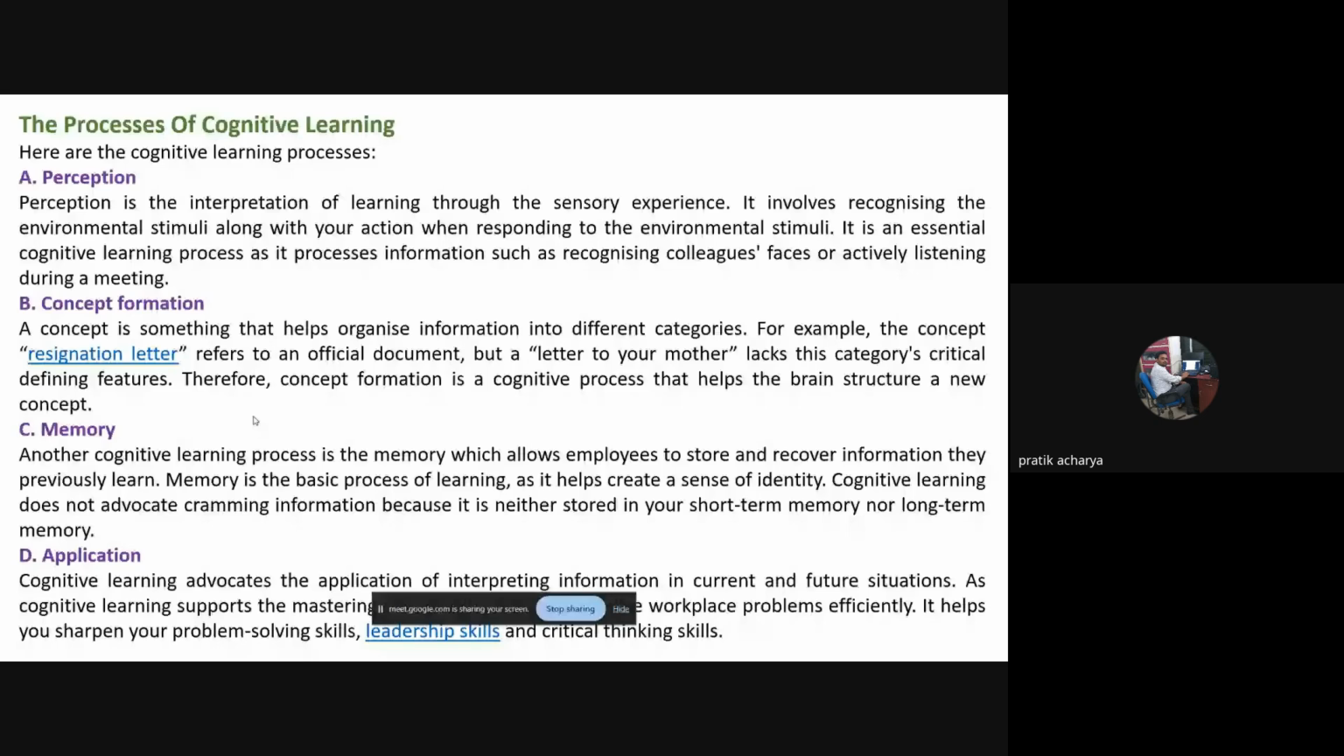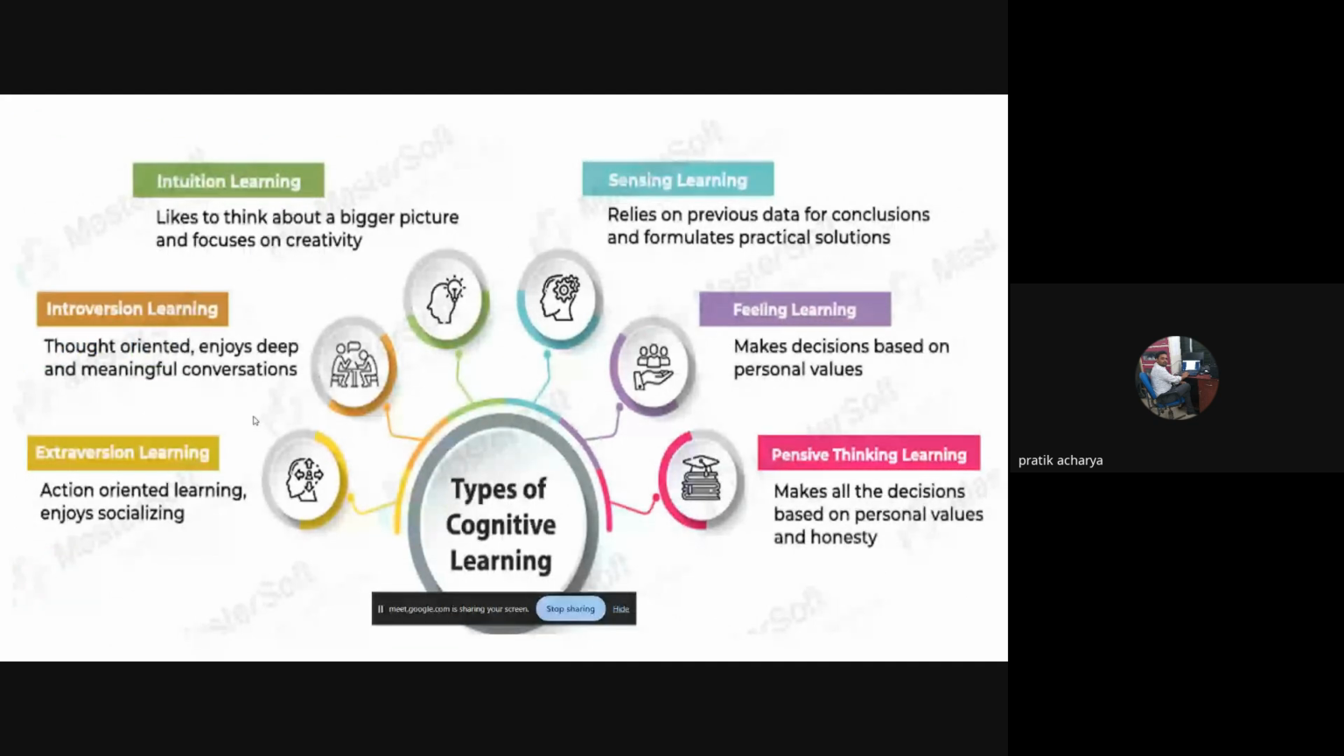That lacks this category of critical defining features. When you are writing a resignation letter, if we have certain experience, that means we have certain memory. And at last, the application: cognitive learning advocates the application of interpreting information in current and future situations, which is very important in cognitive learning. So these are different processes and different types of cognitive learning. Already many kinds of cognitive learning we have discussed in the previous part.